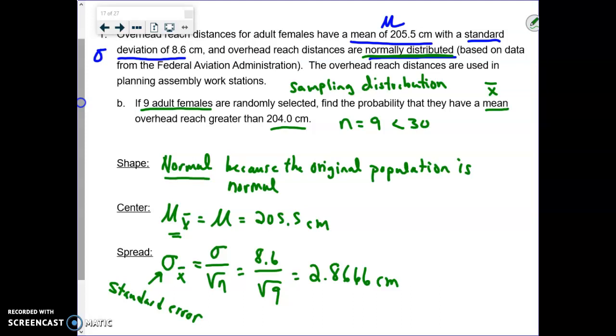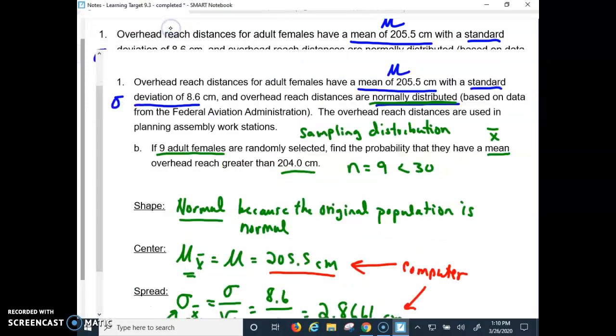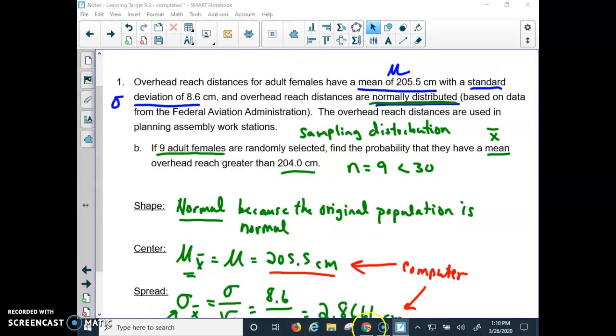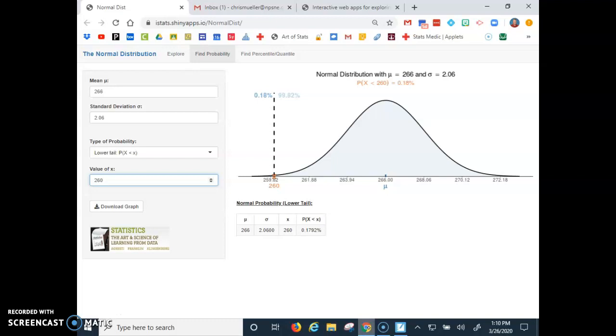So now when we want to find the probability that the mean overhead reach was greater than 204 centimeters, we're going to use this value. This is going to be our mean that we're going to type into the computer, our stat app, and that's going to be our standard deviation. So if we go to, here we go, again we're just on the normal distribution. We're going to type in for our mean, that didn't change, and we're finding a probability.